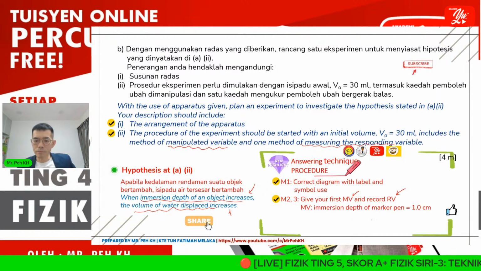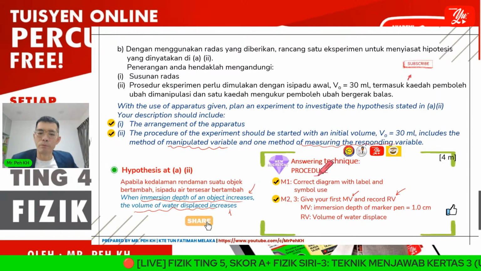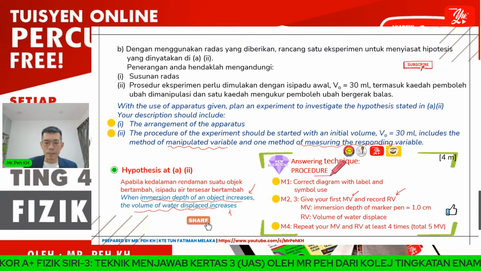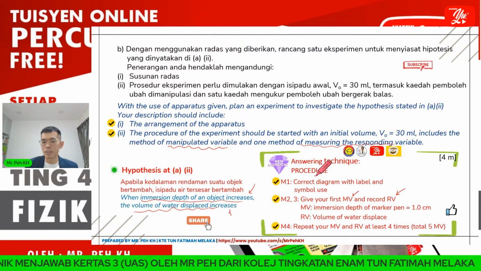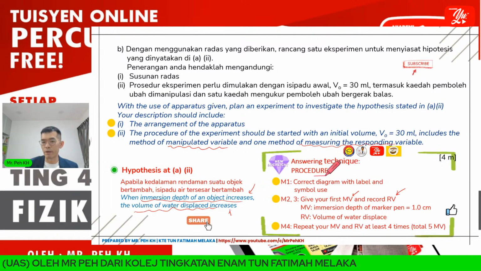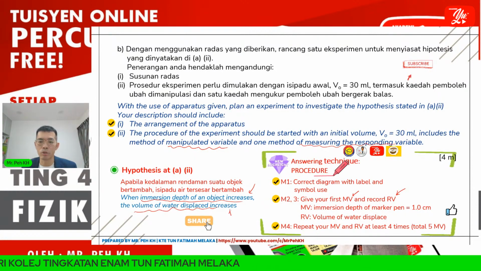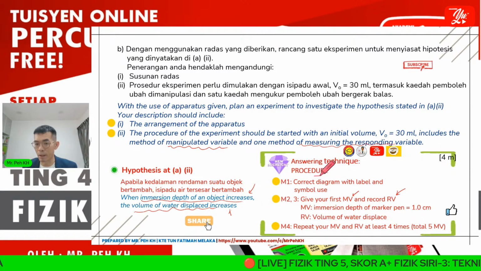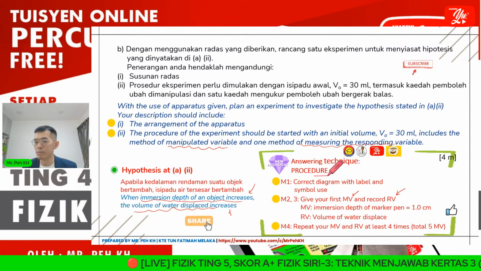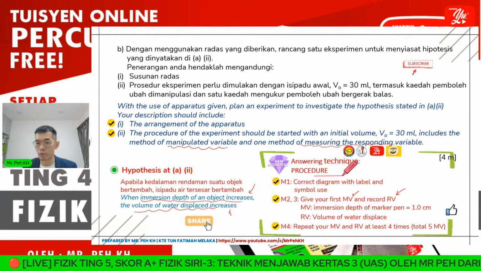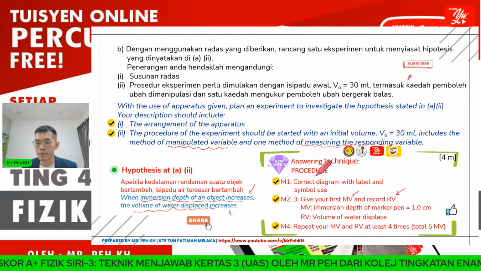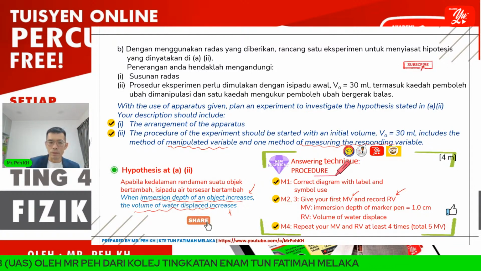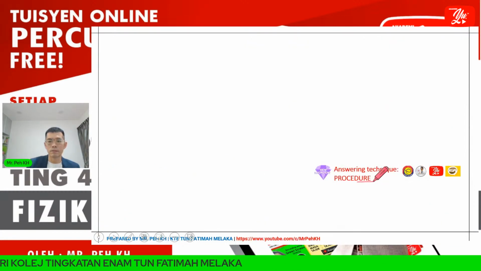And then for the RV, we have to measure the volume of water displaced, which can be measured by the measuring cylinder. Then mark number 4 will be repeating your MV and RV for at least 4 times. Here I advise 2.0 cm, 3, 4 and 5, because the measuring cylinder provided in my channel is only 50 ml. If you immerse more, it may go beyond 50 ml already, so you have to plan properly what depth of the marker pen you want to immerse in my beaker here.